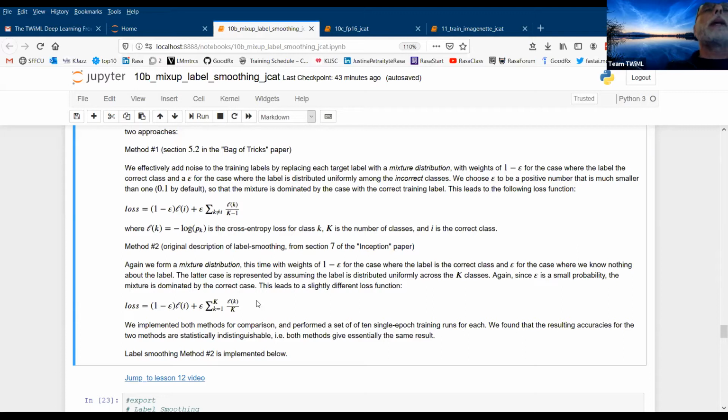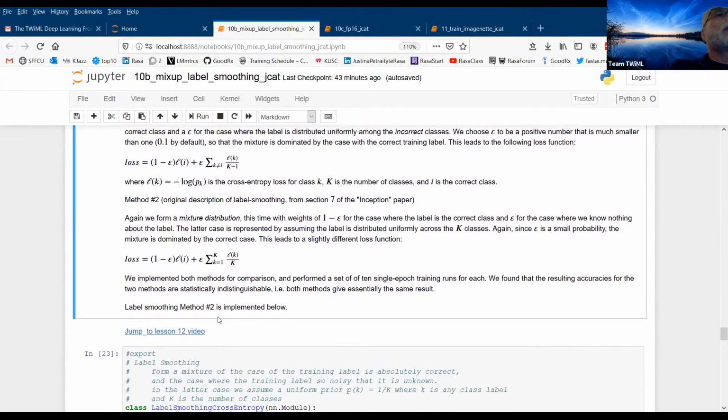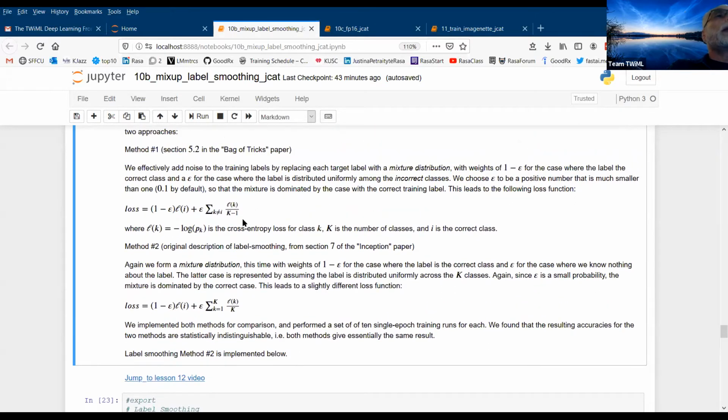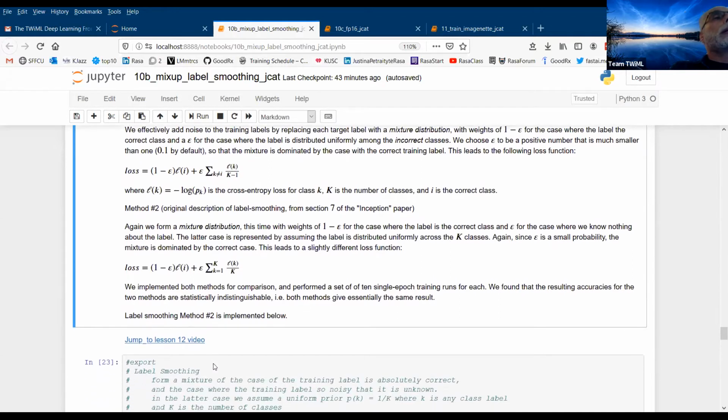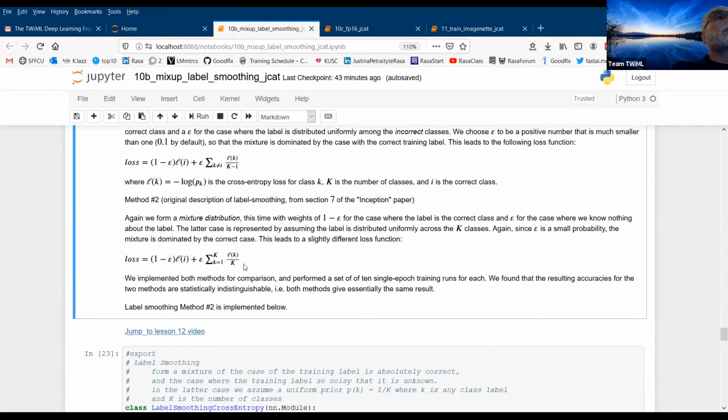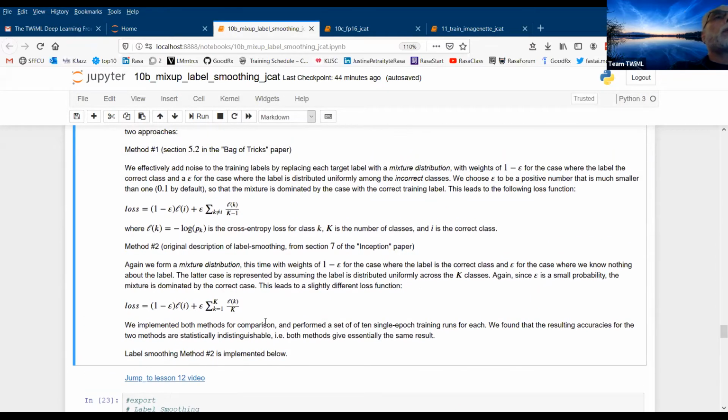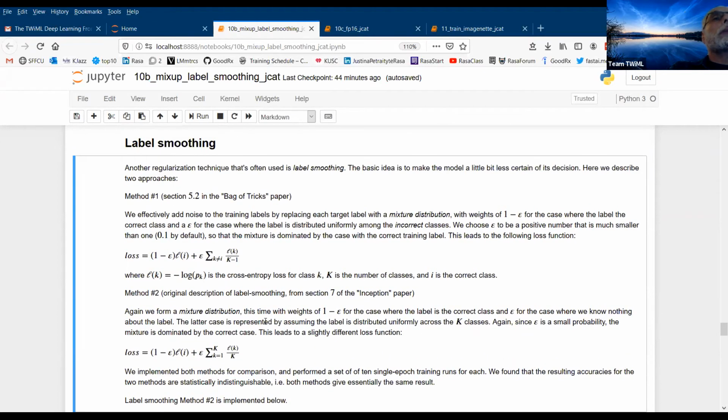In fact, I implemented them both and ran 10 runs of each one and found that they're essentially identical. I didn't show that here, but the methods give identical results. So it doesn't matter which one you like, pick one and go with it. It turns out that method 2 is the one they implemented below, because it's a little bit easier to implement, which is what they did. That's fine, because I checked that both methods are the same. Any questions about them or comments?